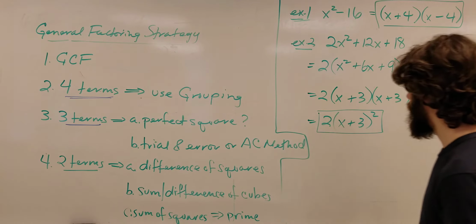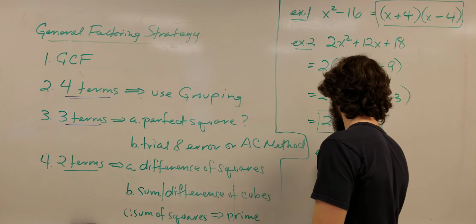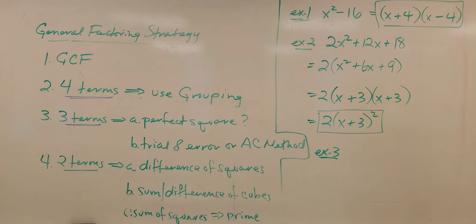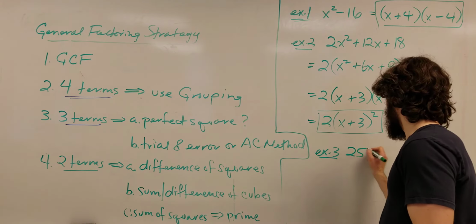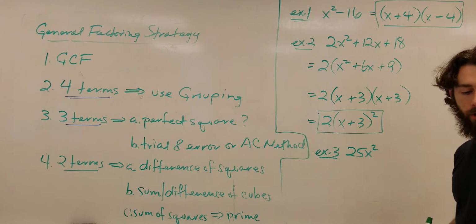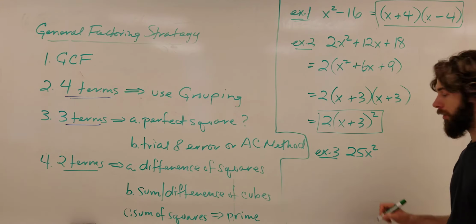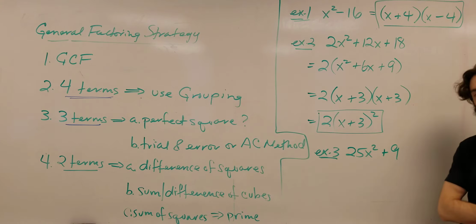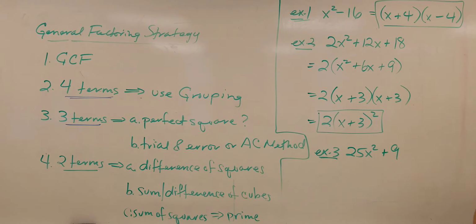All right, how about, for example, 3. 25x squared plus 9. So maybe pause, think about this one a little bit.